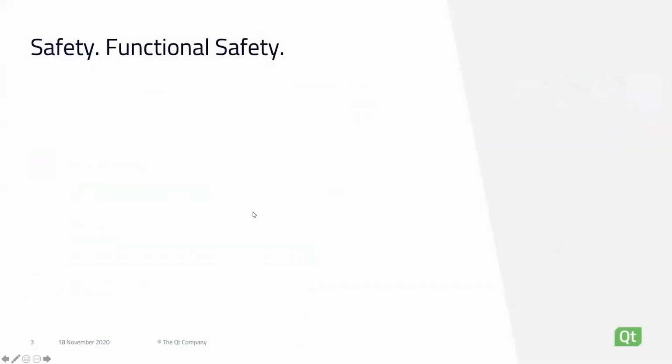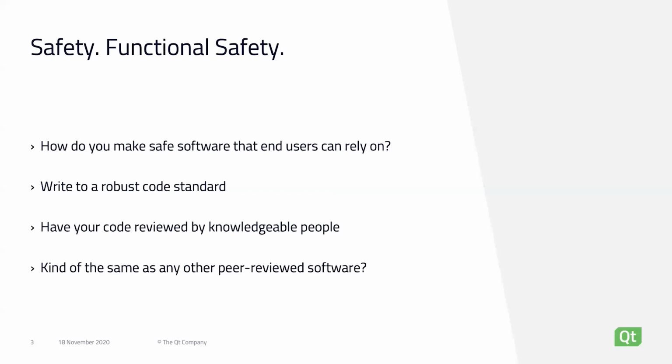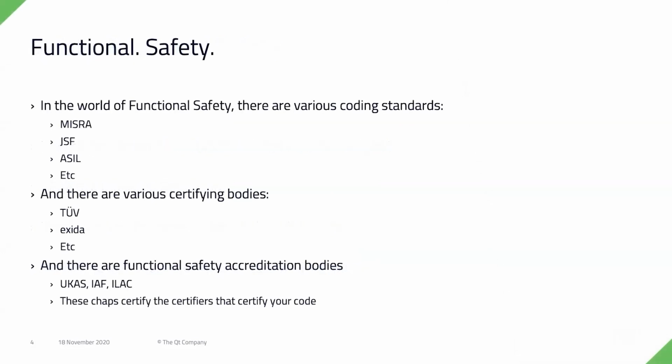Okay, so functional safety, what do we mean? How do we make software that end users can rely on? This is what we really mean when we're talking about functional safety. And it's fairly simple, of course. When you're writing your code, you need to basically write it to a robust code standard. You'd have that code reviewed by knowledgeable people. In many ways, that's the same as any other peer-reviewed software. You write it to a good standard, you have it reviewed by people who know what they're talking about, and then you should be safe.